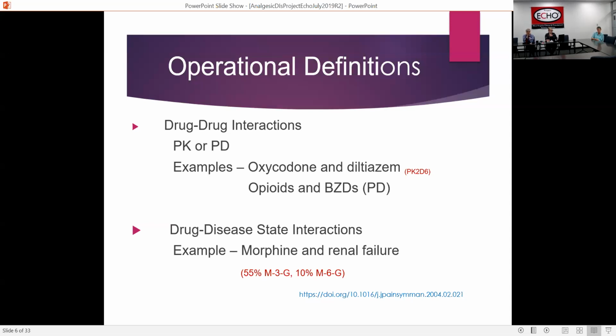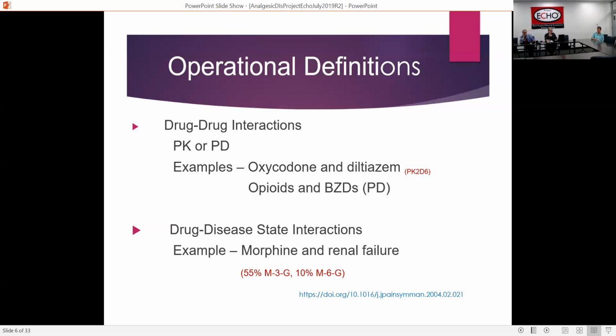What about drug-disease state? What would be a good classic example? That's morphine and a patient who has renal insufficiency or renal failure. Because remember, morphine is metabolized, or glucuronidated, in the liver to a 3 and a 6 glucuronide metabolite, which both can accumulate in a person who has reduced creatinine clearance. And now we have someone who has a heightened response from the morphine, with respect to all of the classic opioid side effects that one sees with morphine.